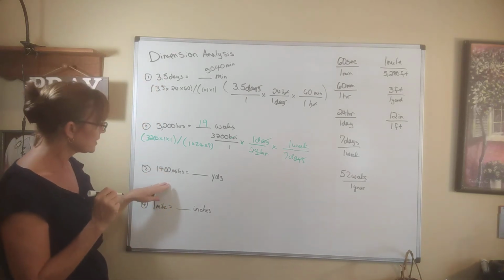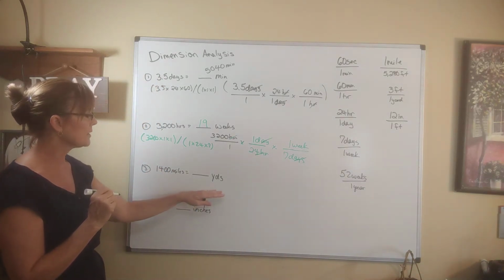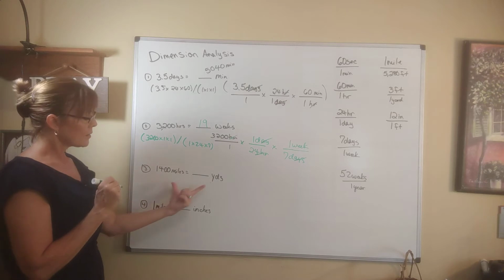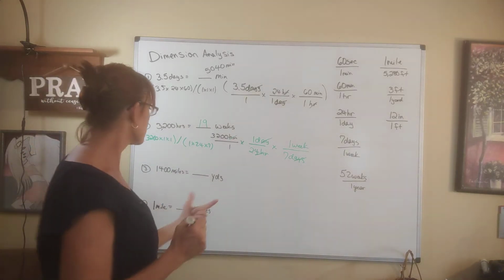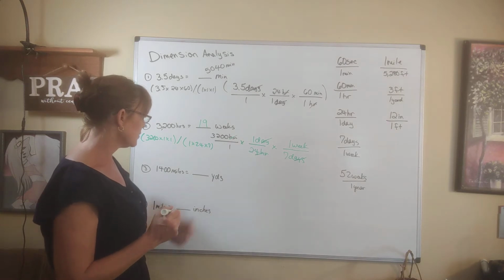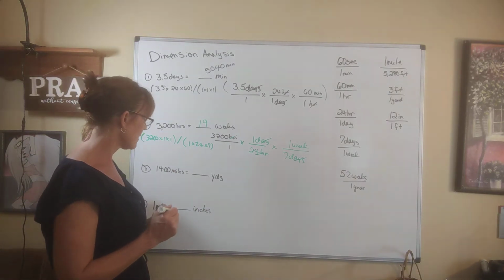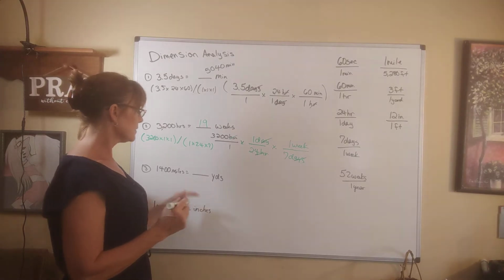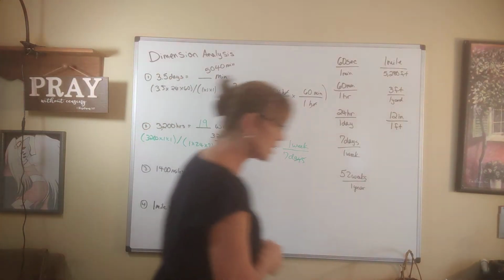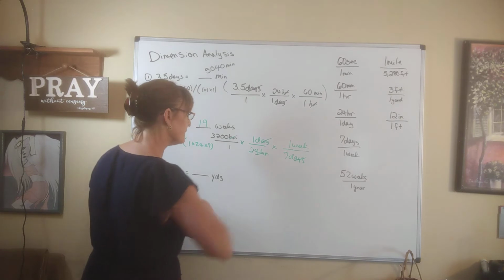Let's do this one. 1,400 miles is equal to how many yards? Okay? So this is the English system. Instead of like kilometers and meters, we're using miles and yards. So let's go ahead and work with this. 1,400 miles is what we are given. So start with what you know, put it over 1.